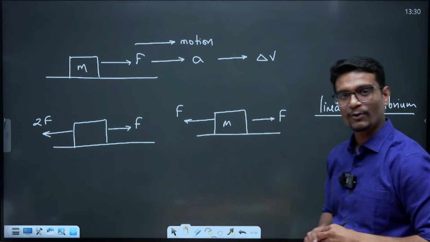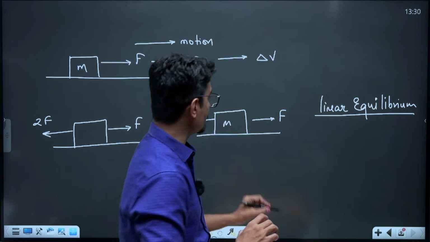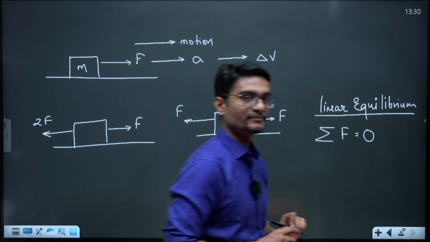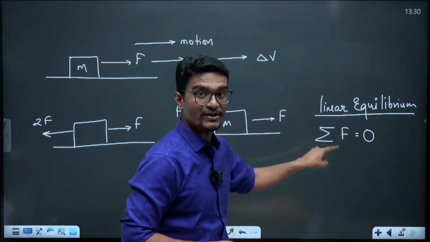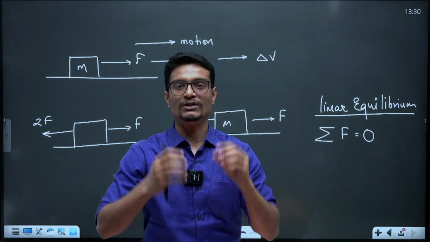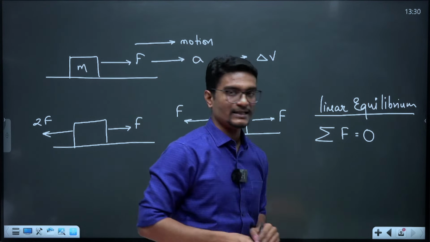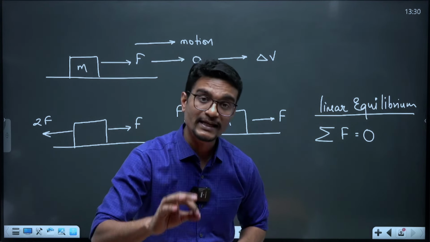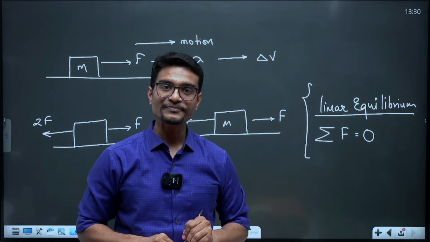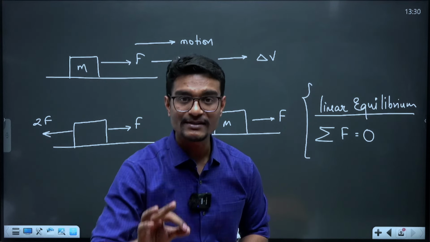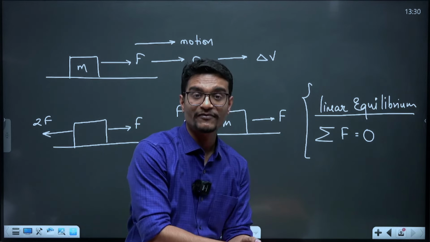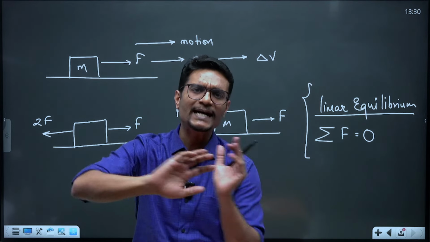So what is linear equilibrium? The equilibrium in which the resultant of all the forces is zero. This is the symbol of summation. Summation means addition. If we add all the forces acting on the body, and if the resultant is zero, then you can say that the net force is zero and the body will remain in linear equilibrium. Linear equilibrium means if it is at rest, it will remain at rest, and if it is in motion, it will remain in that state only.